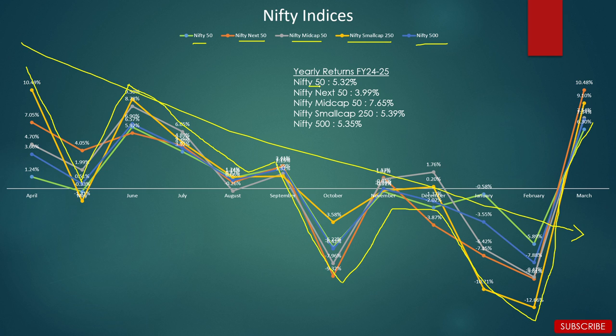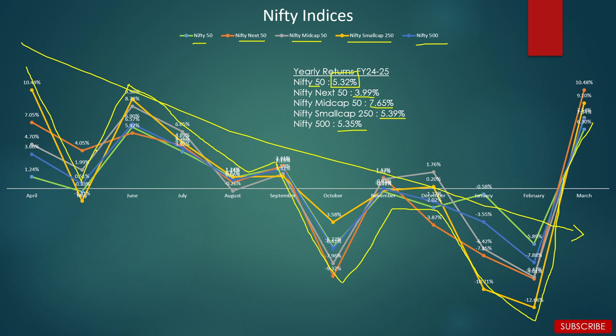The Nifty 50 managed to give returns of only 5.32%. However, the average returns of Nifty 50 are historically somewhere around 11 to 12%. Nifty Next 50 gave less than 4% returns. Nifty Mid Cap 7.65% yearly returns in the financial year 24-25. Small Cap 250 5.39%, and Nifty 500 5.35%. So extremely less returns, even less than the bank FD, significantly less than the bank FDs for all the 5 indices.